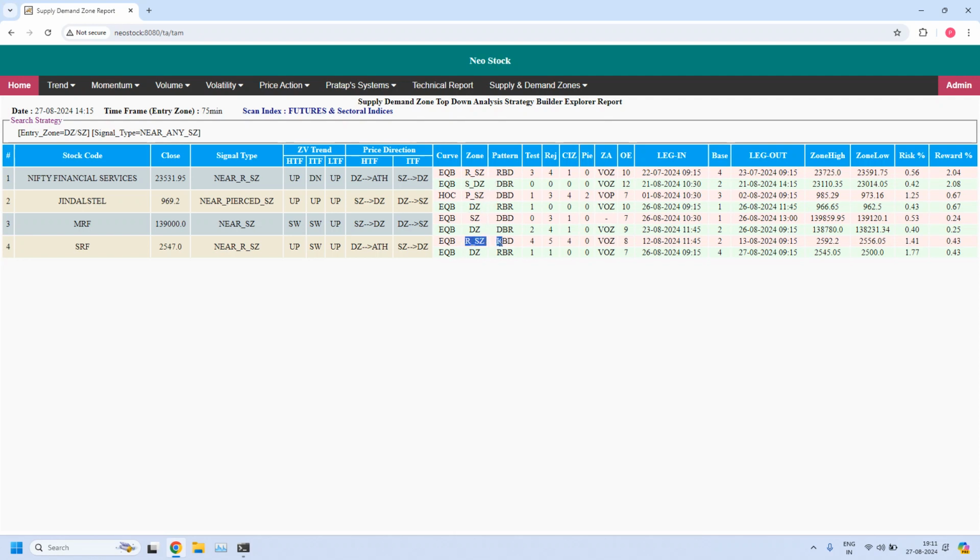And you have one more high liquidity supply zone, that is SRF. Already tested 4 times and 5 rejections. You need to look for a fresh fine-tuned 5 minute zone. So we have identified 2 high liquidity, sorry, high liquidity 75 minute supply zones from this list.